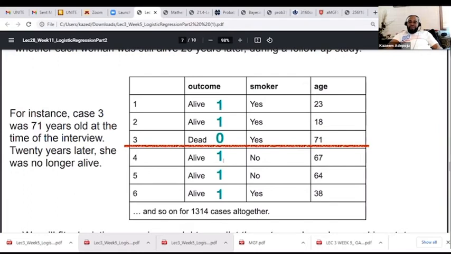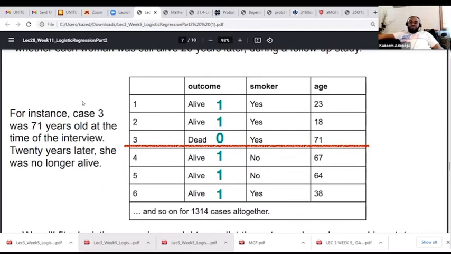For instance, like this one, a case study was 71 years old at the time of the interview, and 20 years later she was no longer alive. It means that in this follow-up study, when she was age 51, she was interviewed and she said, oh, I smoke. And 20 years later, we realized that she was no longer alive.